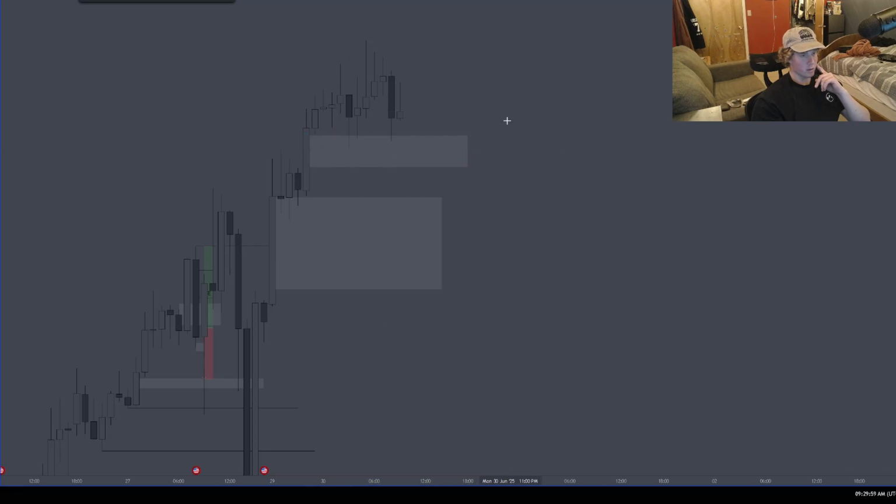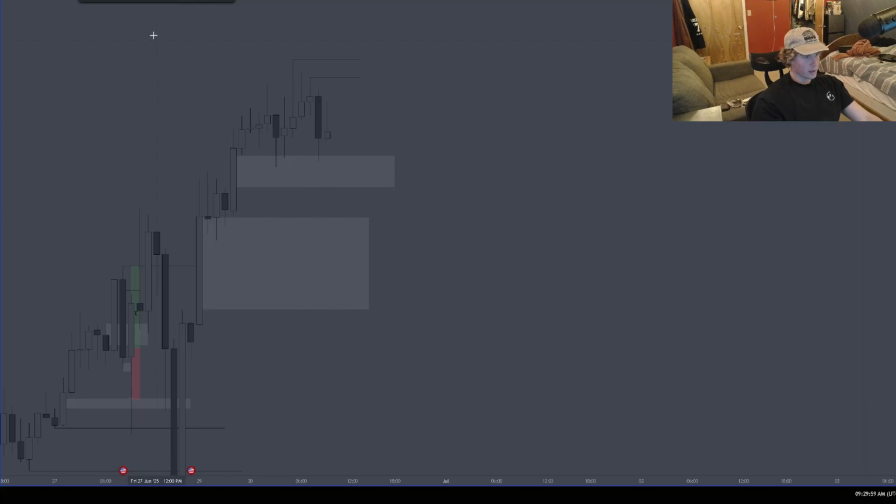If this 1 hour holds, we want to see these highs get run up here. And if it breaks, we want to see it dip into this low down here. So we have a low inside of 1 hour, a low inside of 1 hour here.